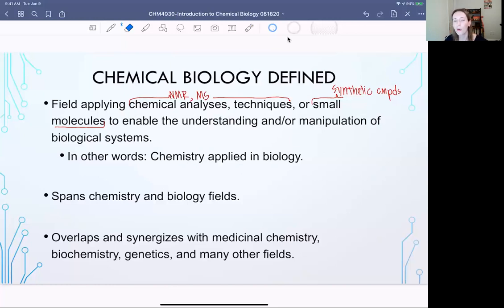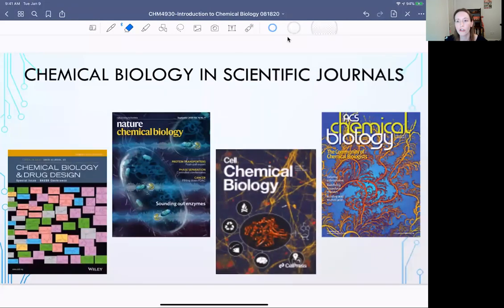When we think about chemical biology, and we're thinking about it in terms of research, there are a lot of journals that publish chemical biology research. Some of those journals are specific to the field of chemical biology, and a few examples of those journals are here. You will also find a variety of broader journals, such as the Proceedings of the National Academy of Science, Science Magazine, and others that cover the field of chemical biology, particularly when someone has a discovery that's really unique, really novel, and really hot.